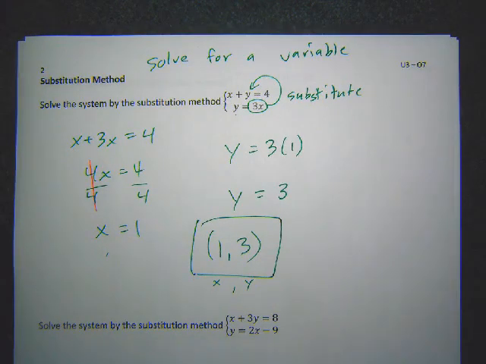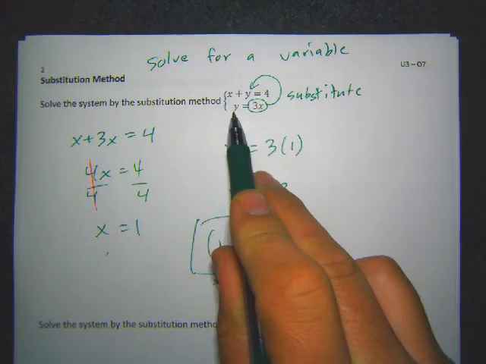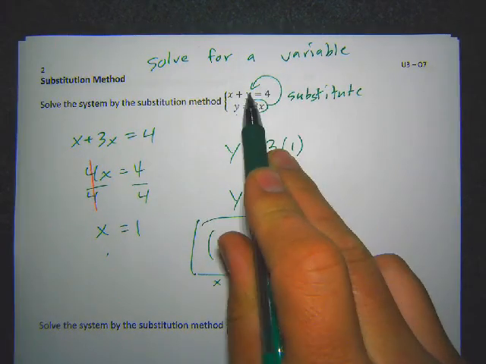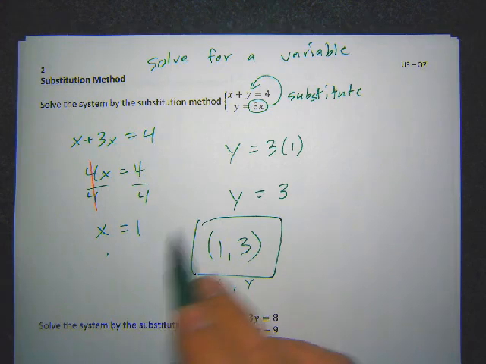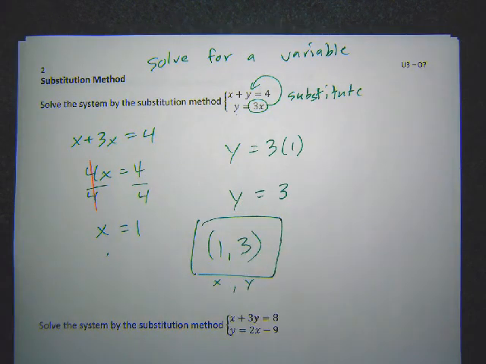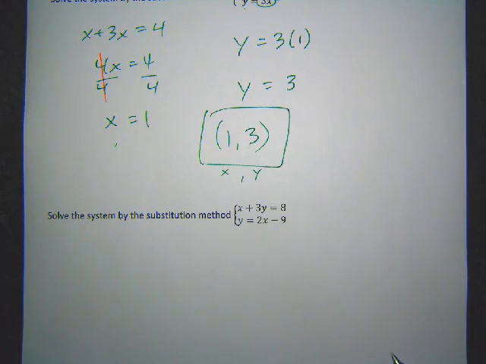Okay, so that's the idea. Substitution: you solve for one of the variables, and then you substitute that into the other equation, and then solve for one letter, and then plug that back in to get the other letter. So let's try it one more time. Again, this one's a nice one for substitution.